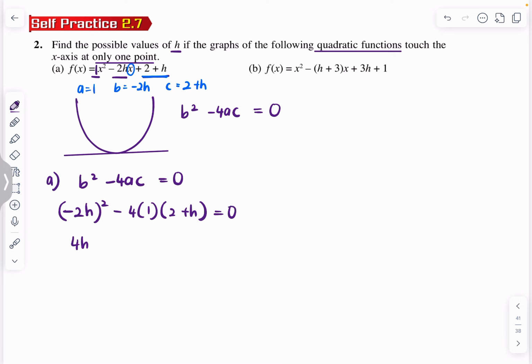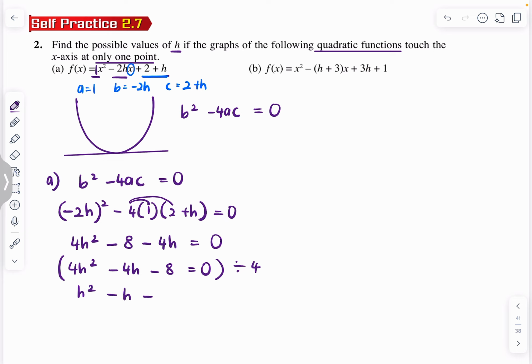So this is 4h square. Negative 4 times 2 is minus 8 minus 4h equal to 0. Okay, looks like we have a quadratic equation here. So we rearrange first and then we simplify. So the whole thing can be divided by 4. H square minus h minus 2 is 0.